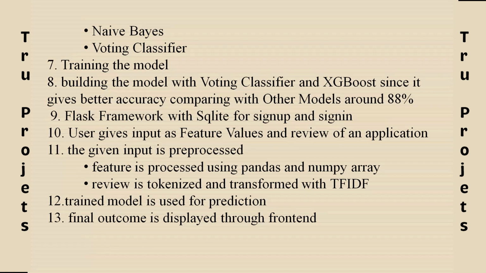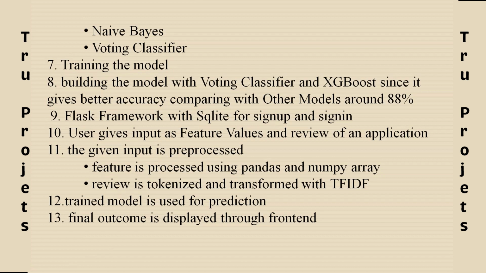The given input is pre-processed. Feature is processed using pandas and numpy array. Review is tokenized and transformed with TF-IDF. The input data from users goes through pre-processing, including feature processing using pandas and numpy for app usage and tokenization with TF-IDF embeddings for text reviews.